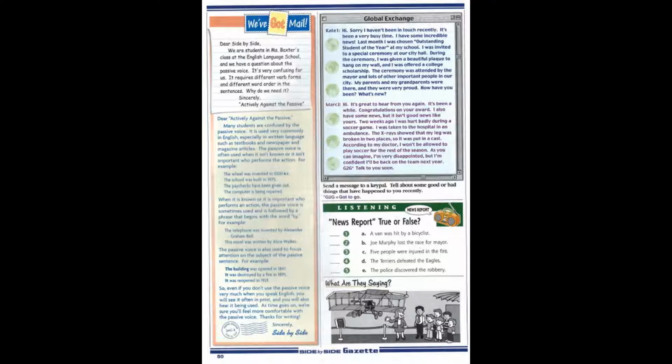The passive voice is also used to focus attention on the subject of the passive sentence. For example, the building was opened in 1847. It was destroyed by a fire in 1895. It was reopened in 1921. So, even if you don't use the passive voice very much when you speak English, you will see it often in print, and you will also hear it being used. As time goes on, we're sure you'll feel more comfortable with the passive voice. Thanks for writing. Sincerely, Side by Side.